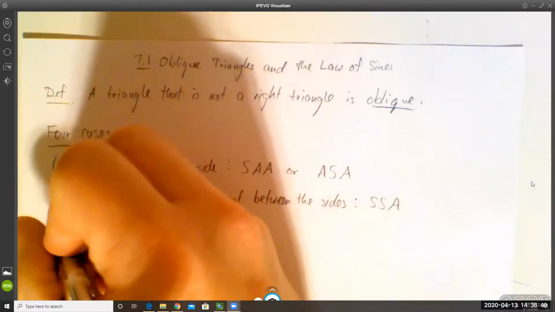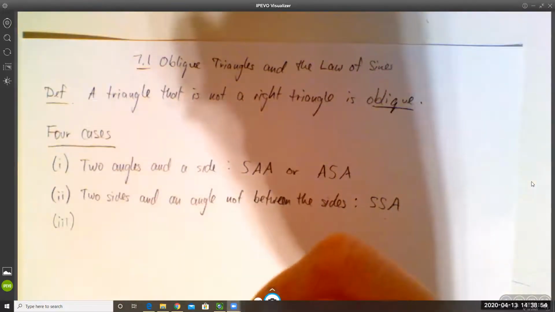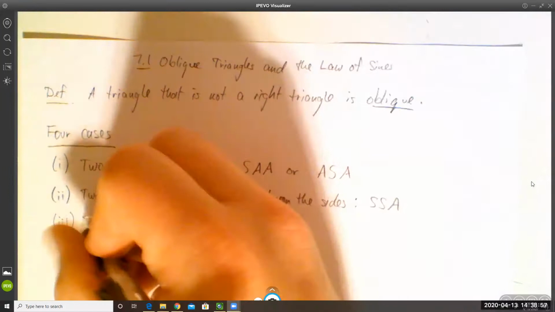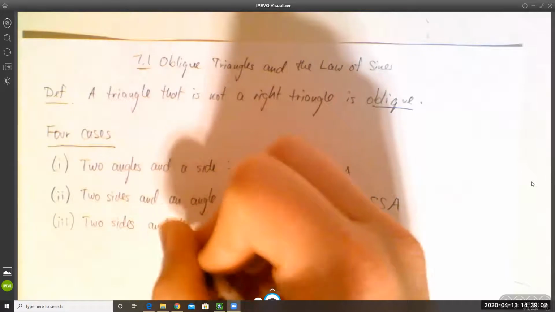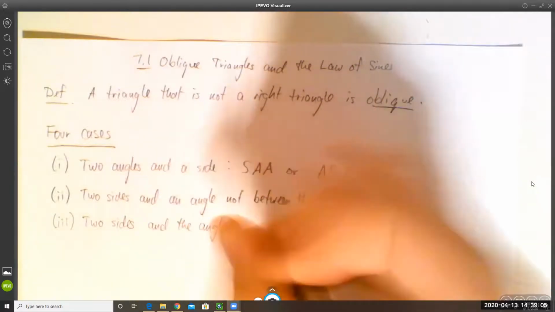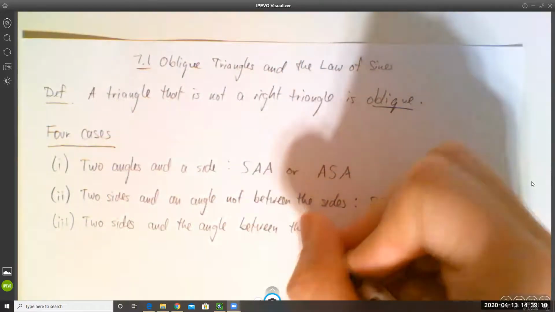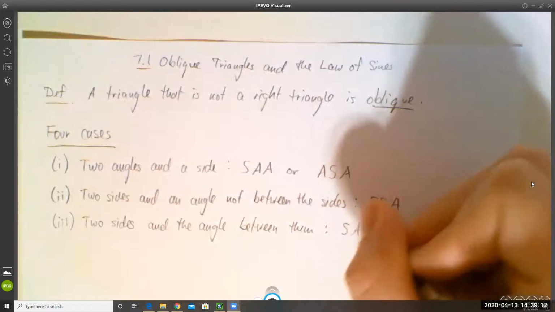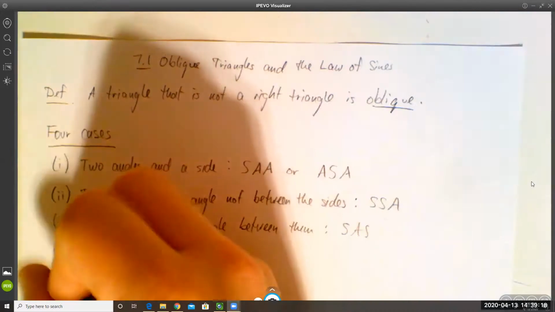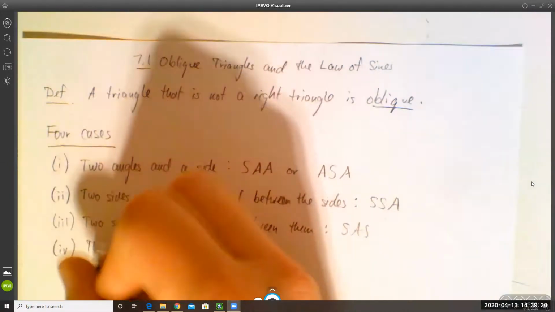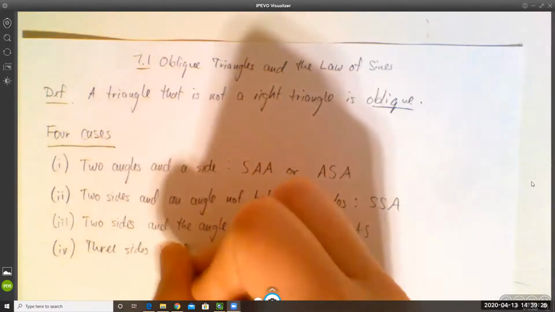So the other two cases are, you could be given two sides and the angle between them. Okay, and so we call that a side angle side, right? Side angle side. And then case four is that you could be given three sides. We call that a side, side, side.